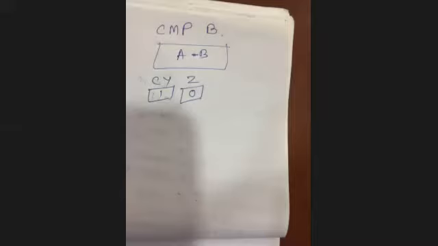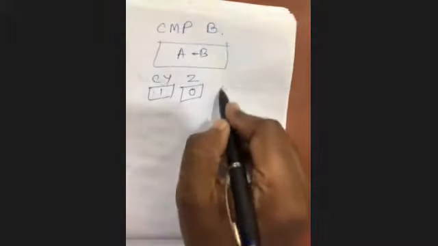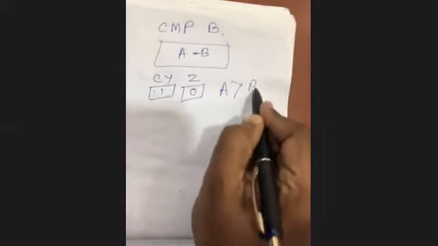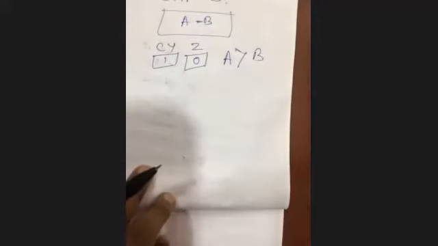Means we are subtracting a higher number with respect to a lesser number. Means we subtract a number which is higher from a lower number. Means A greater than B. Is it clear to everyone?